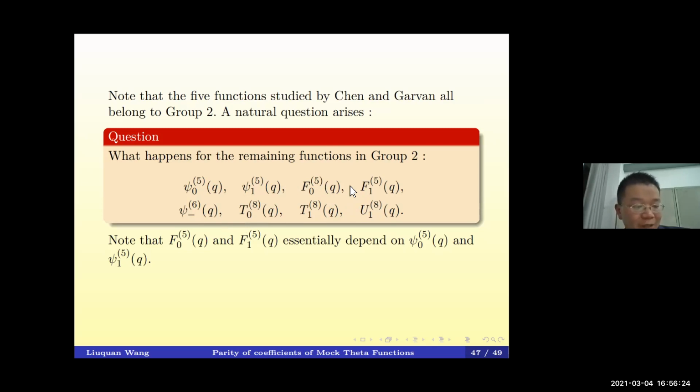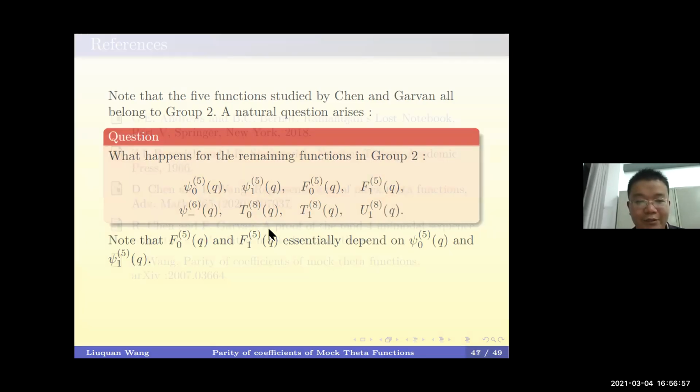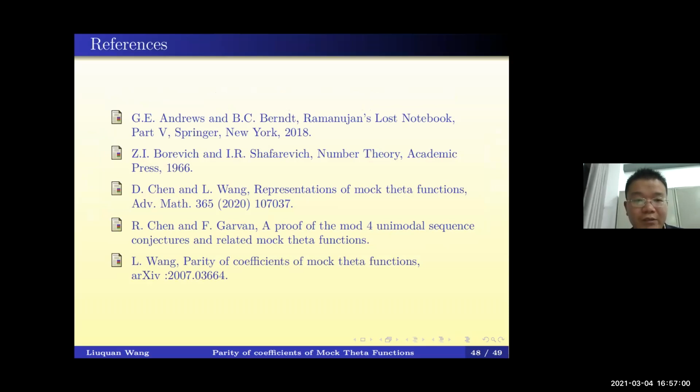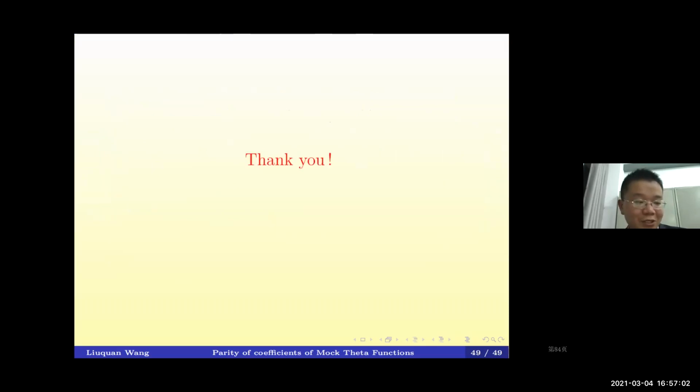Because their modular 2 properties are quite similar, I believe that there are some similar modular 4 properties for these 8 functions. And since F0 and F1 essentially depend on psi 0 and psi 1, we actually only need to study 6 of them. That is, we do not need to consider F0 or F1, so there are only 6 functions left. So I wonder whether we can find some similar modular 4 characterizations for these 6 functions. And these are the main references. So that's all of my talk. Thank you for your attention.